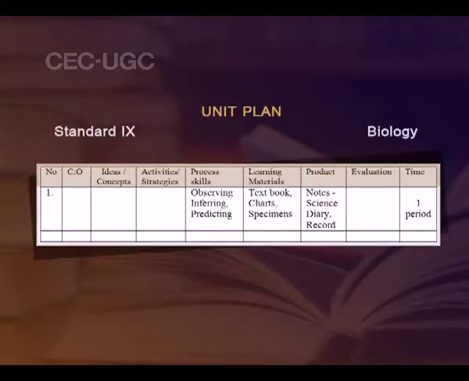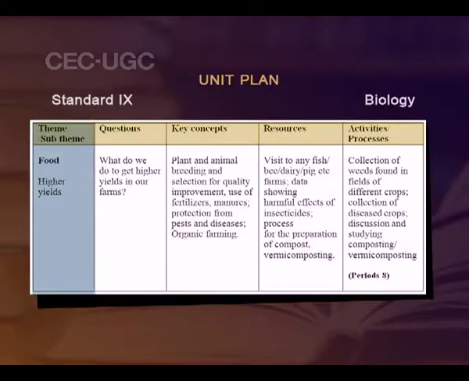Another format includes the process skills to be developed in the students like observing, inferring, predicting, etc. Learning materials to be used in the class like textbooks, charts, specimens, etc. The products like notes in the science diary, records, etc. and evaluation procedures. The NCERT has given the description of units in the syllabus of science in a format as this. It includes theme or sub-theme, questions, key concepts, resources and activities or processes.